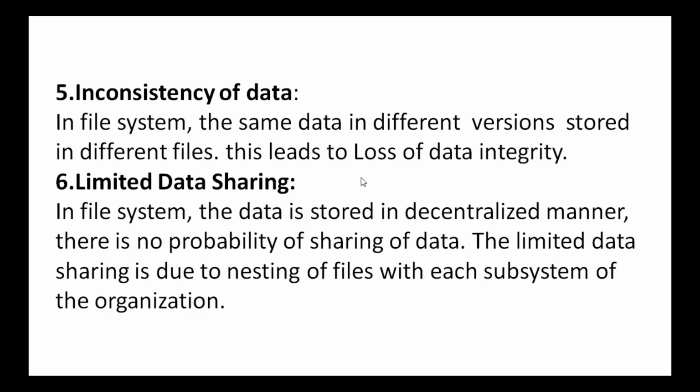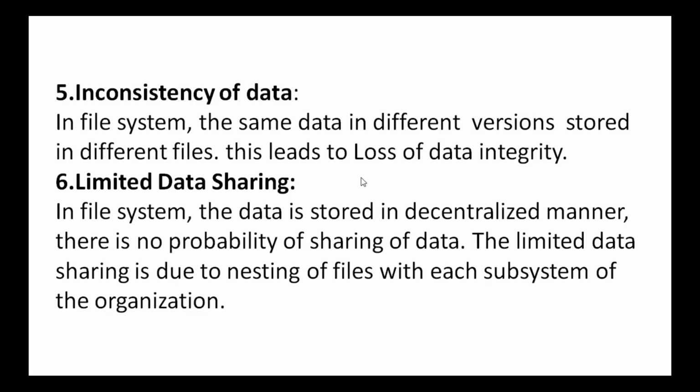Integrity is nothing but the data within the file system always should be accurate and verifiable. That's the meaning of data integrity. Here in the file system, data redundancy must exist. Where there is data redundancy, there might be inconsistency of data. Where there is inconsistency of data, there will be loss of data integrity. Okay, the next point is limited data sharing.